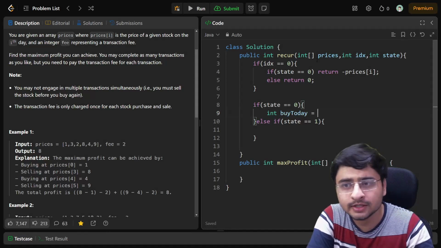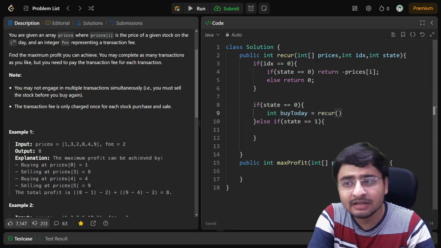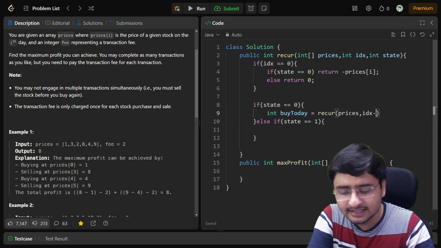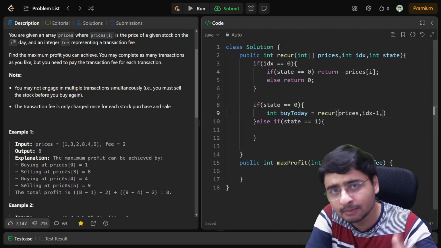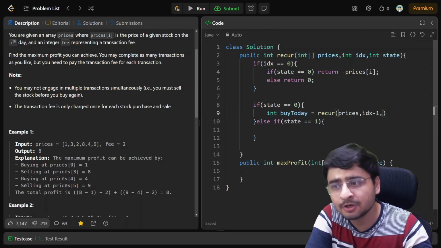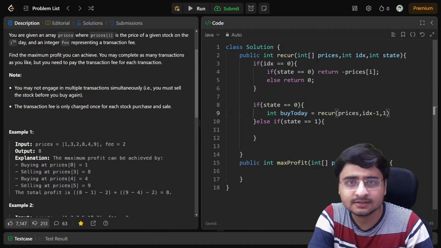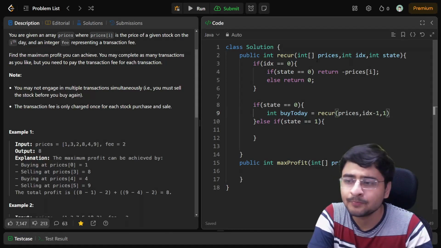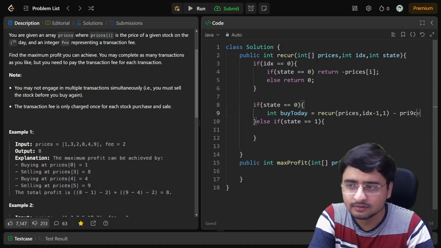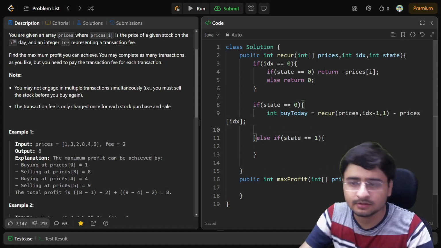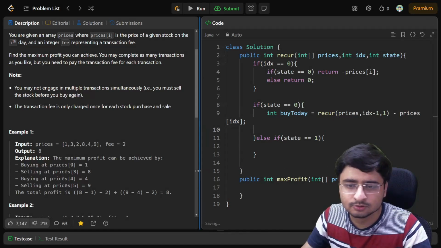If I actually buy today, previous days will be the prices array as it is, with index minus one, and since I'm buying today, I'm going forward with this step here. The state will be changed to the selling state for the previous days. And since I'm buying today, I'm going to reduce the prices of this index. Let me make it like this so that it's more readable.